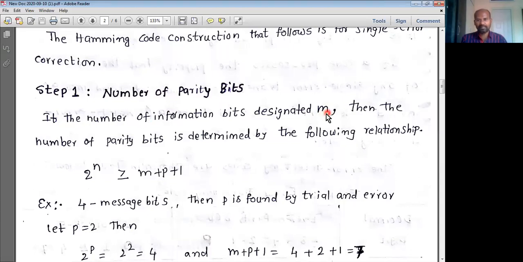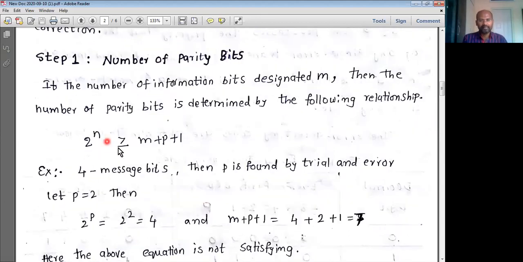Then the number of parity bits is determined by the following relationship: 2 power n is greater than or equal to m plus p plus 1. m is the number of message bits, p is the number of parity bits. I forgot to write the plus 1 here. So m plus p plus 1 is less than or equal to 2 power n.